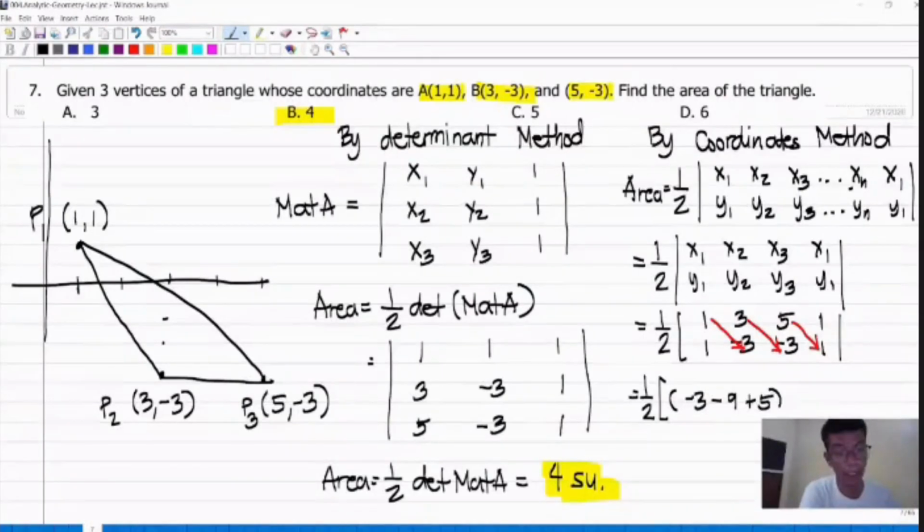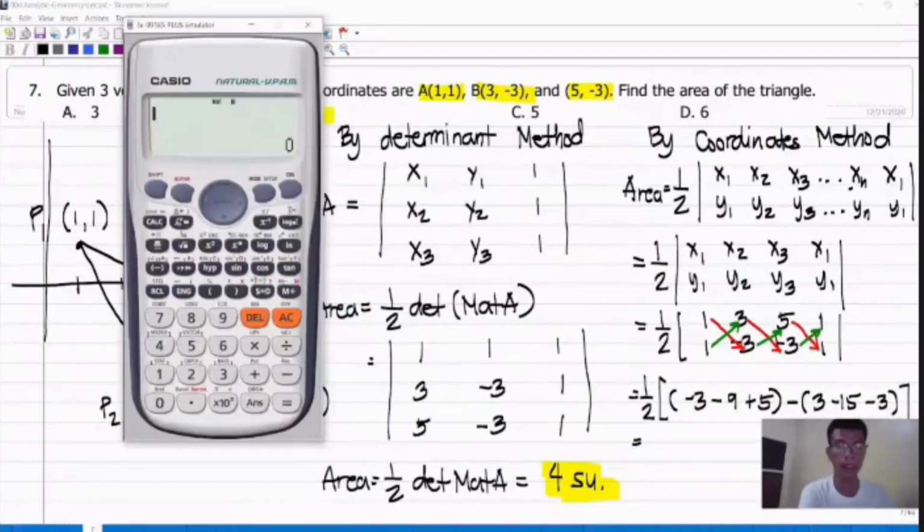I-minus daw natin yung magiging sum ng upward multiplication. So, ito naman yung mga upward. 1 times negative 3, negative 3 times 5, and negative 3 times 1. So, 1 times 3 is positive 3, negative 3 times 5 is negative 15, and negative 3 times 1 is negative 3. So, ito na yung pipindutin natin sa calculator, and dapat positive 4 or negative 4 ang lalabas.